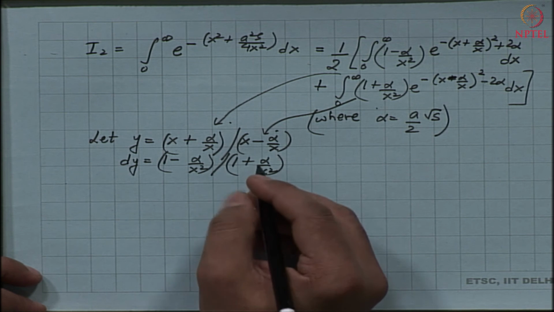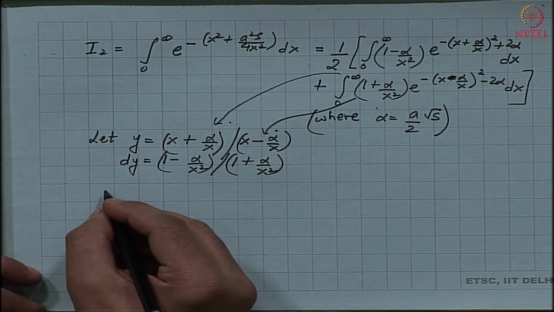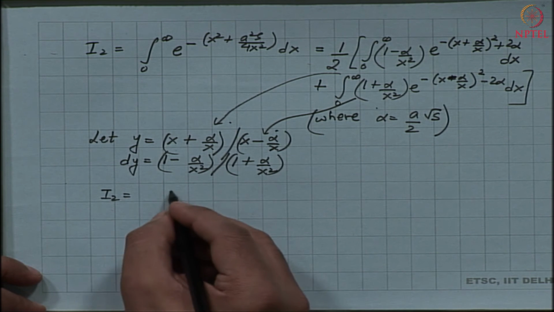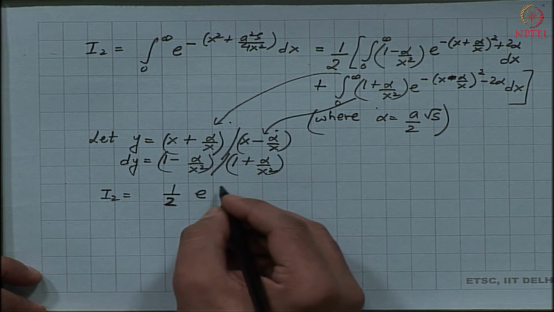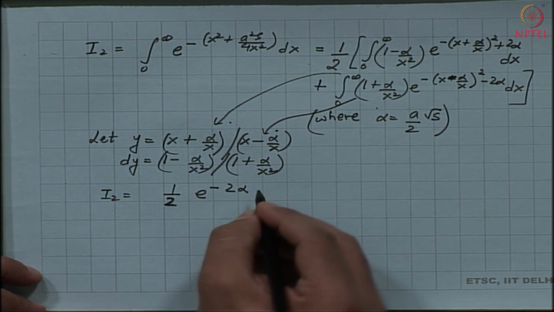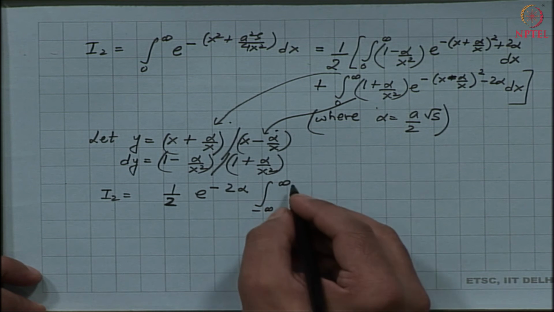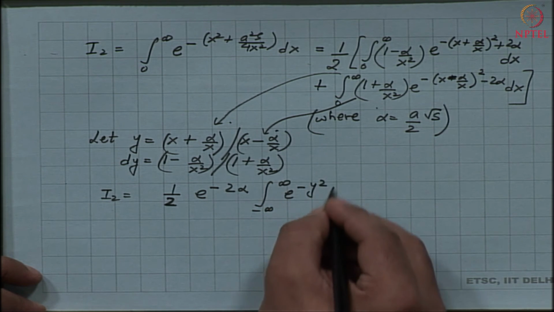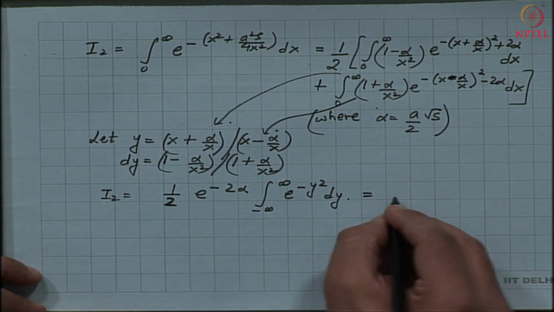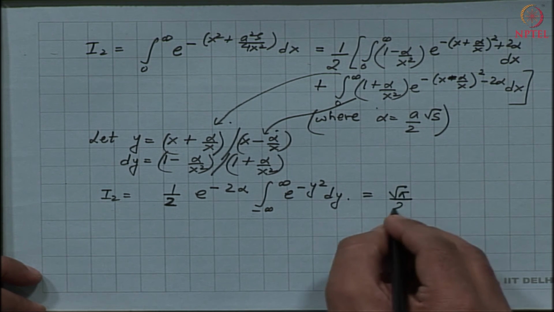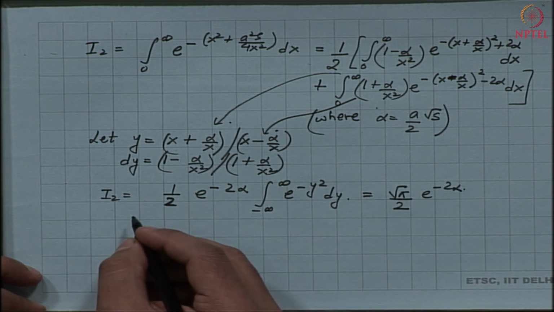So, then I see that with this sort of a change of variable, I get that my I 2, after simplification, is equal to half e to the power minus 2 alpha times the integral from negative infinity to infinity of e to the power negative y square dy, and this can be easily evaluated and this is equal to square root pi by 2 e to the power negative 2 alpha.